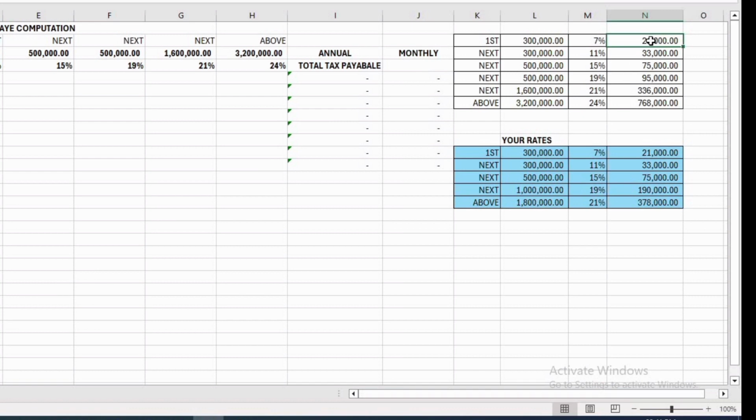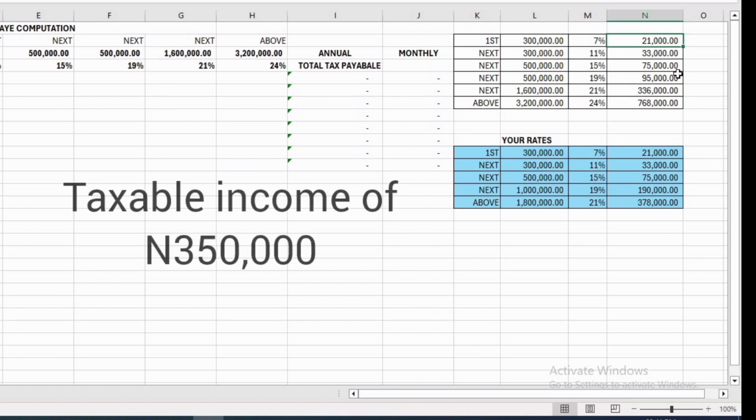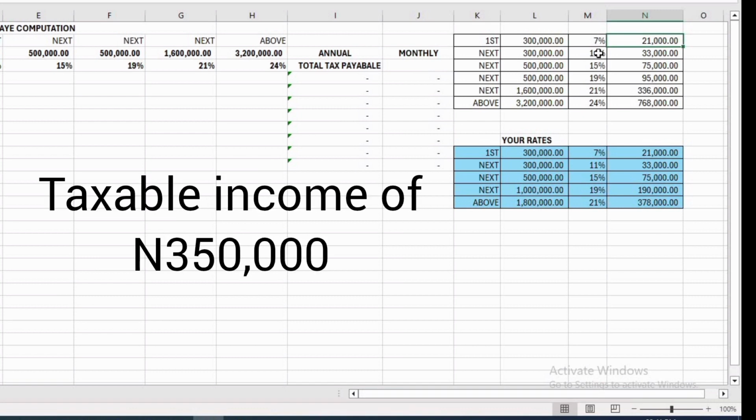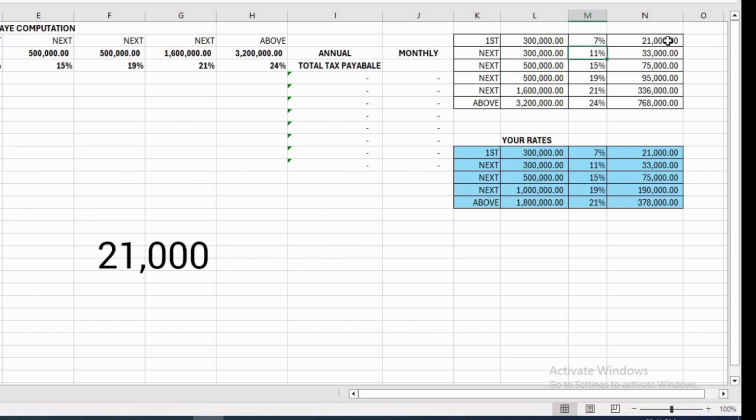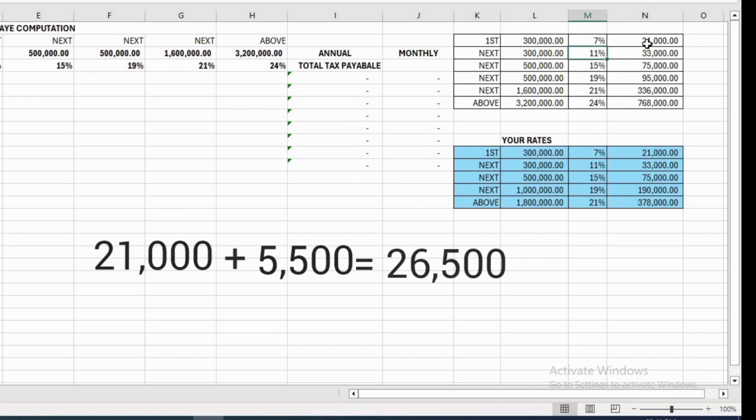For example, if the taxable income of a taxpayer is 350,000 naira, the first 300,000 will be charged 7%, which is 21,000. Then the excess of 50,000 above the 300,000 will be charged 11%, which is 5,500, making it a cumulative total of 26,500 that would be paid as PAYE.